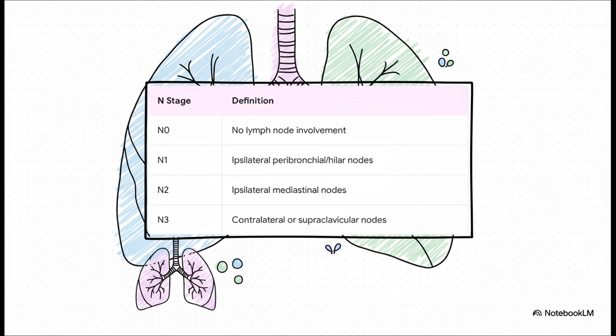N2, it's moved to the mediastinum on the same side. And N3, the worst prognosis, means it's crossed over to the other side or gone up to the clavicle.